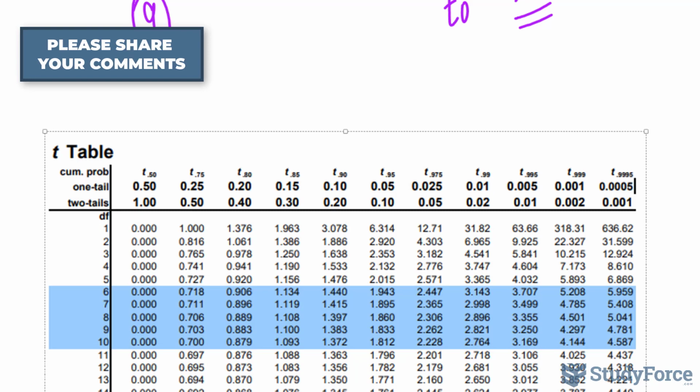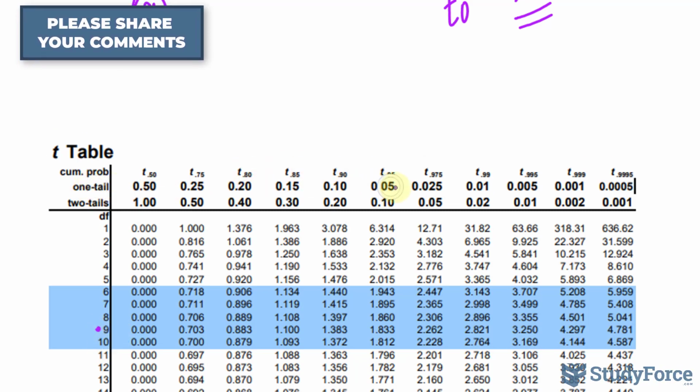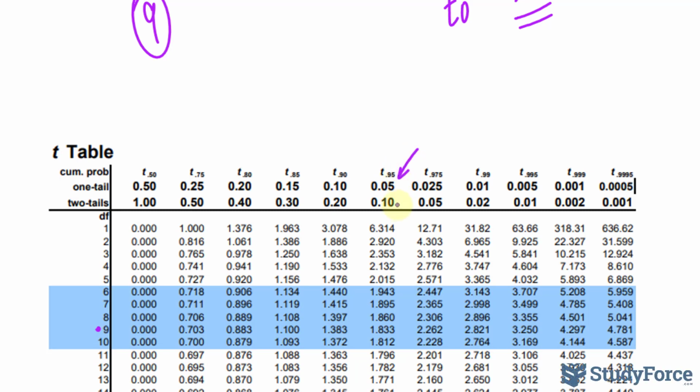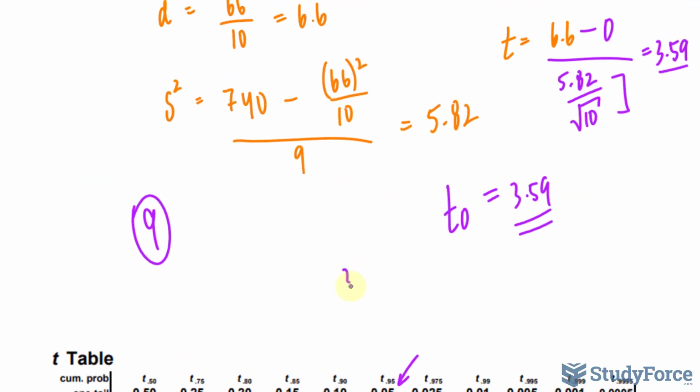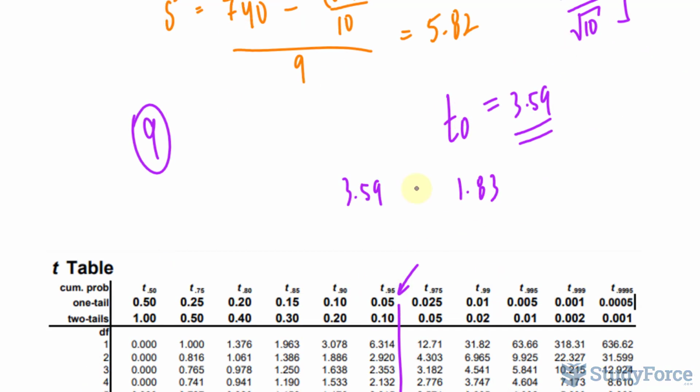So the degrees of freedom is 9. It will be a one-tail test at 0.05 right here. We go down and it's 1.833. We have 3.59 comparing it to 1.83. As you can see, the t observed is greater than the t critical.